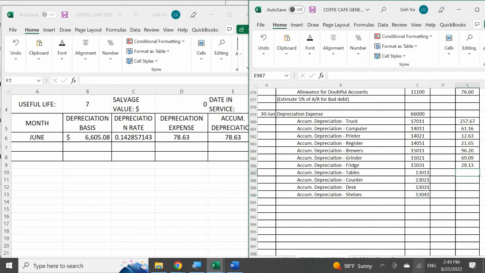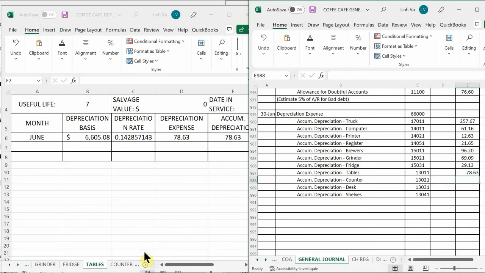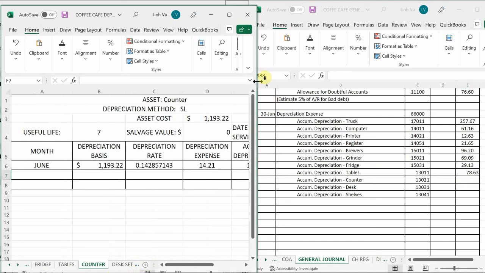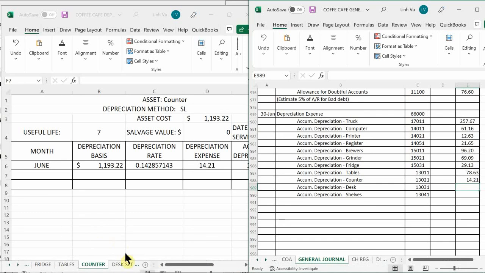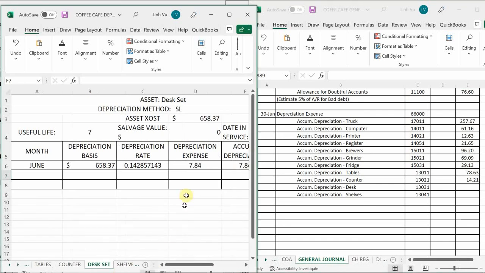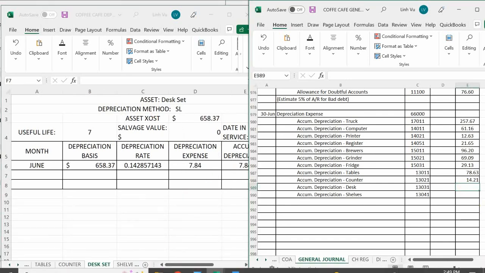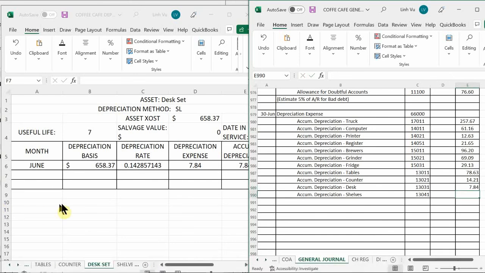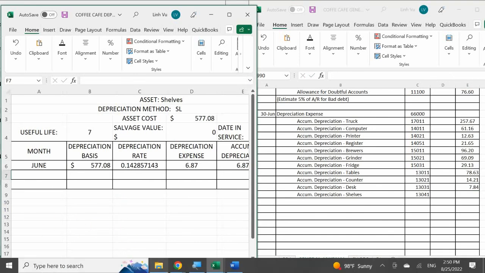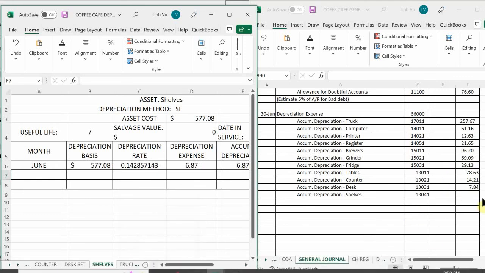Okay, so how much for the tables? 78.63. Okay. How much for the counter? 14.21. Okay. How much for the desk? 7.84. And how much for the shelves? 6.87.